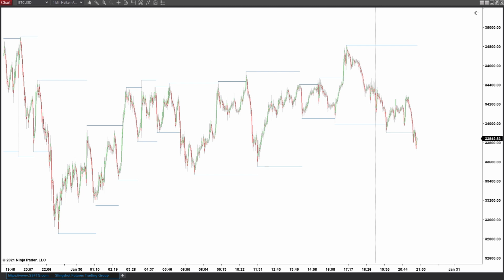Sometimes I'll go exotic and you might see an Ichimoku every once in a while. But that's going to do it.